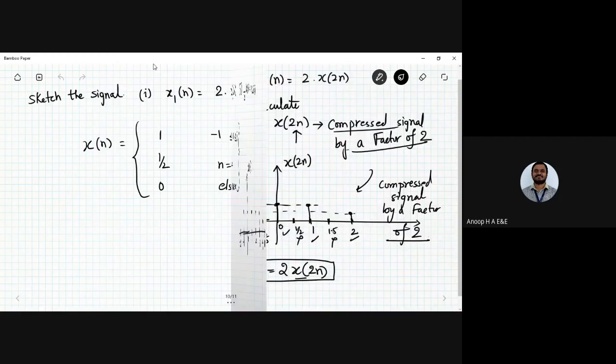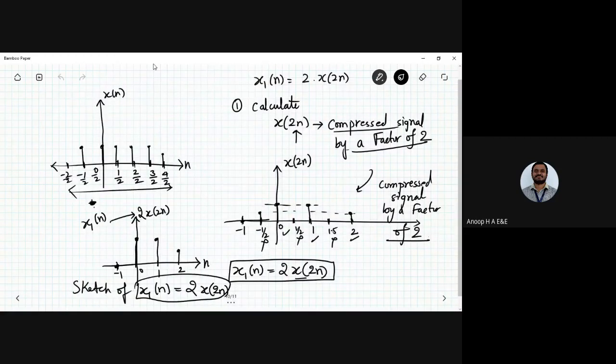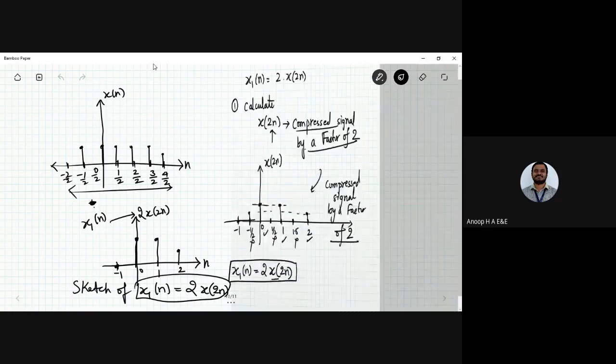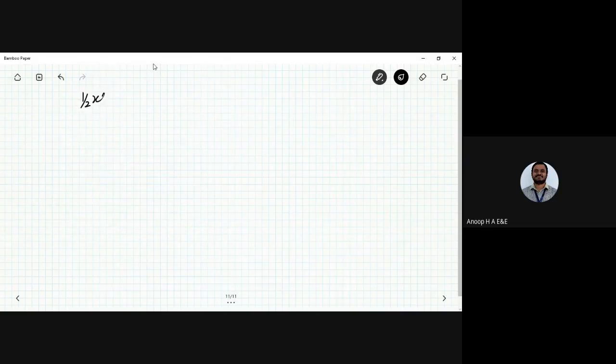Half of x of n, you can clearly write it from here itself. It is just reducing the values there. So let me write here, half of x of n along the y-axis. Next you have n: 0, 1, 2, 3, 4, minus 1, minus 2. Now at 0 it is 1. So half of x of n, so x of n was there, so you need to reduce it by half.